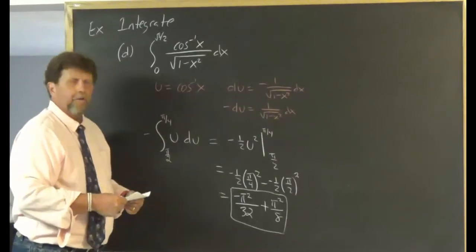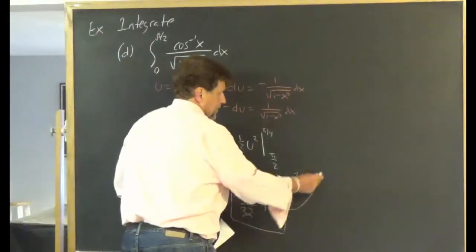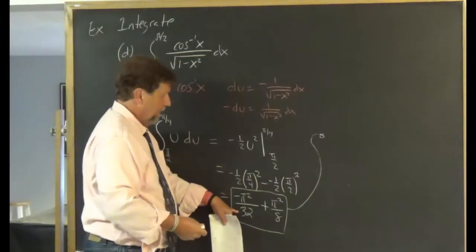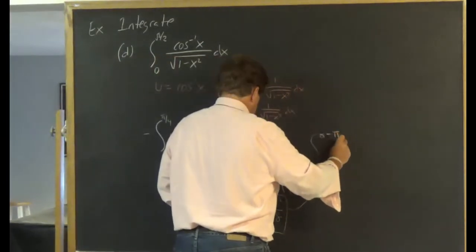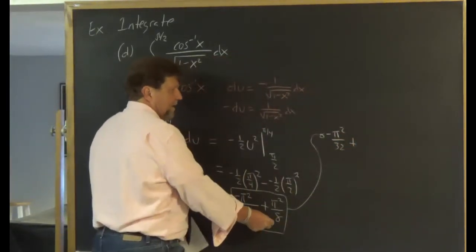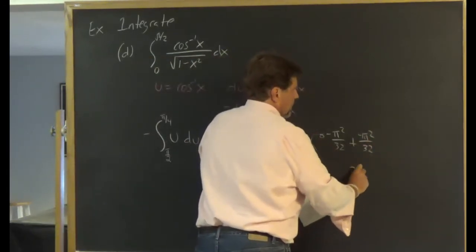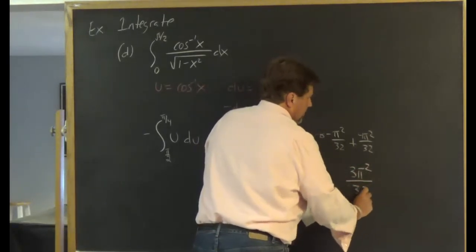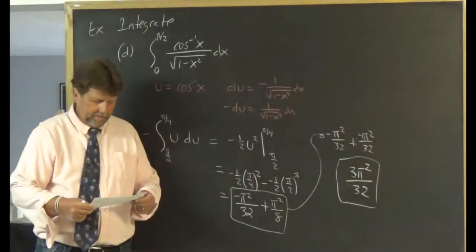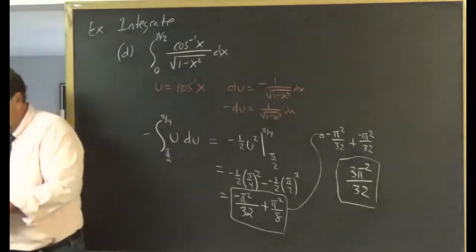Now I could go a little bit further. It wouldn't take too much to get a common denominator. So let's clean it up just a little bit more. We could get a common denominator of 32 pretty quickly. We already have negative pi squared over 32. Pi squared over 8, that's 4 pi squared over 32. Doesn't that look nicer as an answer than that? I think it does. Okay, hopefully you got part D. Now let's look at part E.